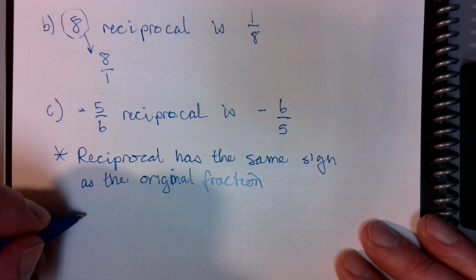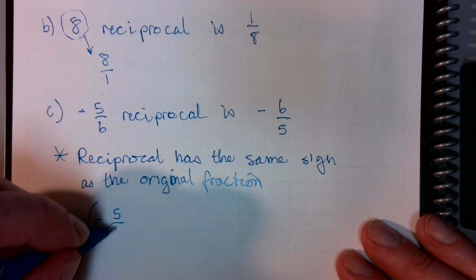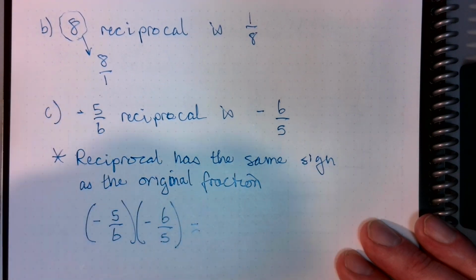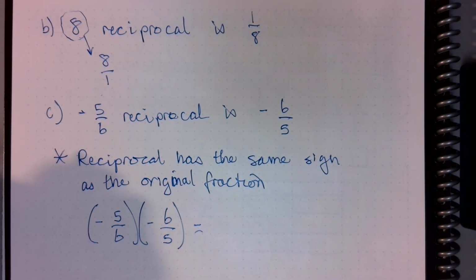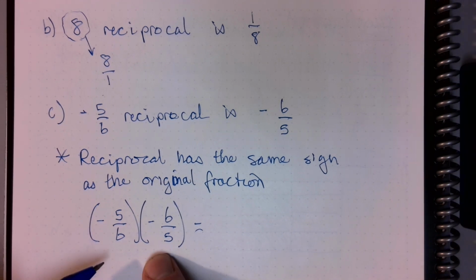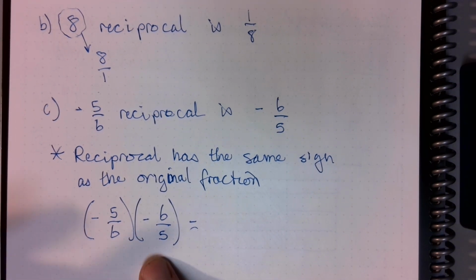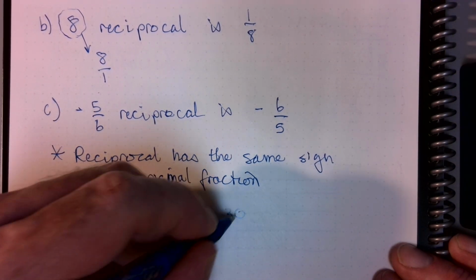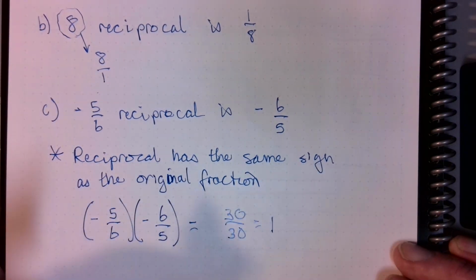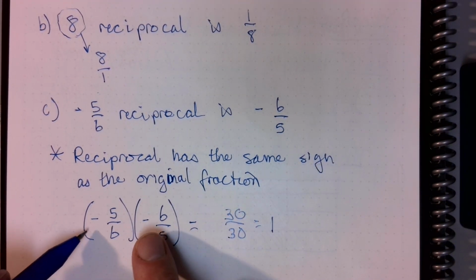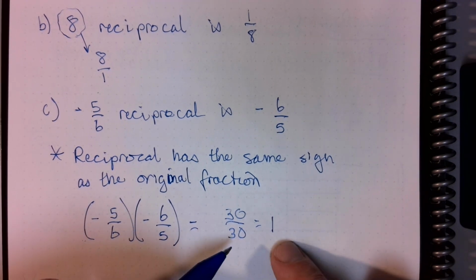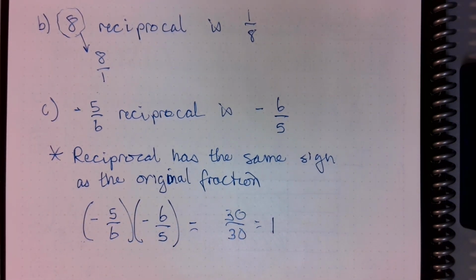And if we think, why would that be true? Remember what reciprocals are supposed to do. They are multiplicative inverses, so they are supposed to multiply together to give you positive 1. These two numbers have the same sign. When I multiply them, I will get a positive, so I'm going to get a positive 30 over 30, which is 1. If this thing didn't have a negative, I would have a negative times a positive, so the answer would be negative. I don't want a negative answer, so I have to keep that negative over there.